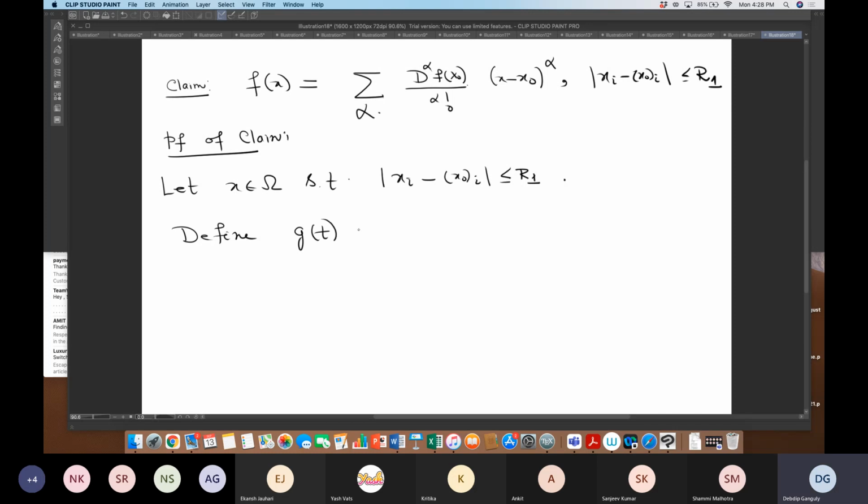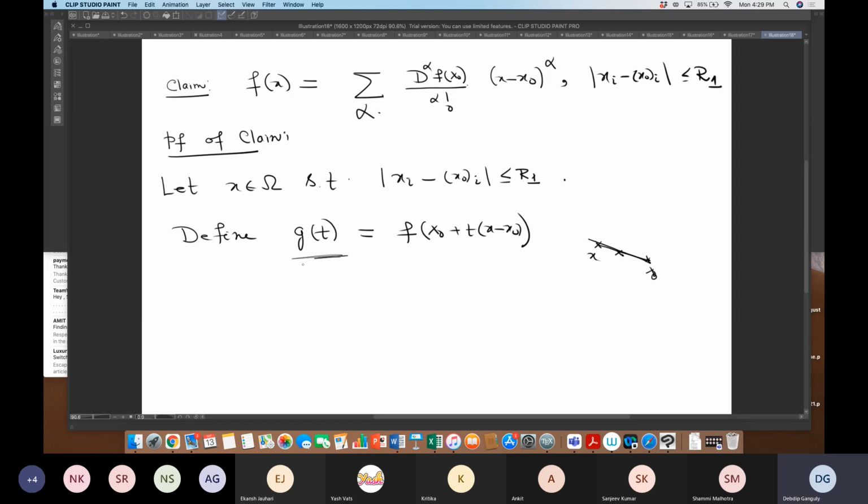You write down a one variable function. This type of trick you have been using in the Rn calculus. Define g of t as a function of one variable, x naught plus t times x minus x naught. You write g of t with the parameter t so that you are on the line segment joining the point x and x naught. So along this line, this is your x naught, you take some x here, and you write any x inside in this way. This is a very standard trick.